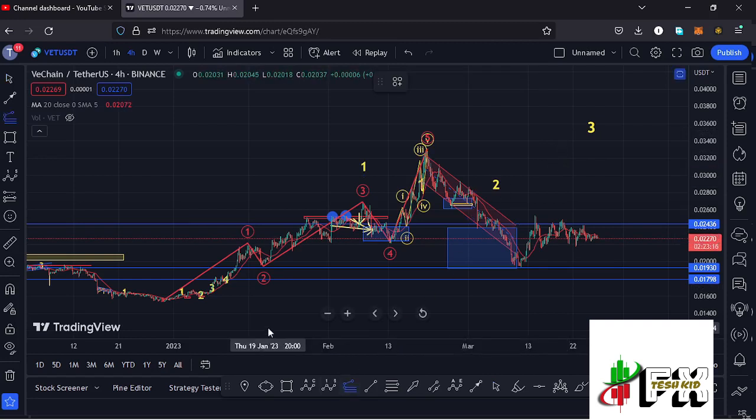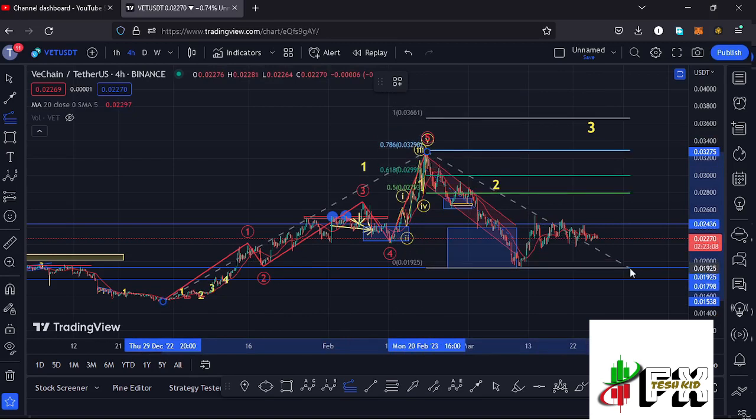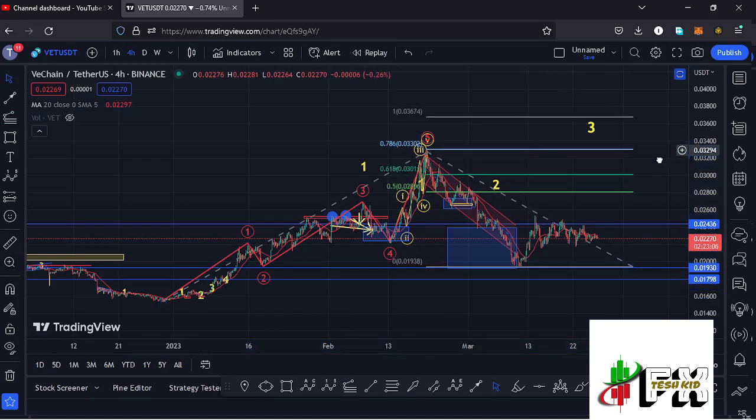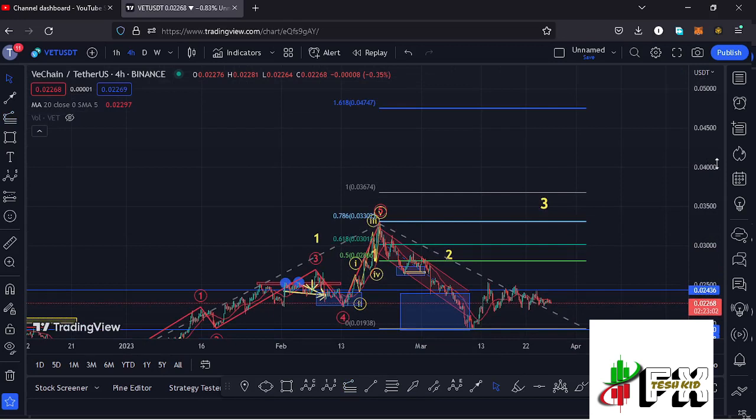Allow me to first sketch out a target area to the upper side in the formation of that wave 3 by connecting the trend-based Fibonacci from the low of the first wave to the high of that wave 1, then dragging the fibs to the low of the second wave, and that now gives me a minimum target area in the formation of that wave 3 at the fib level 1.618, and that is at around the $0.04747 mark, and that is the minimum that I'll be expecting that wave 3 to the upper side to do.